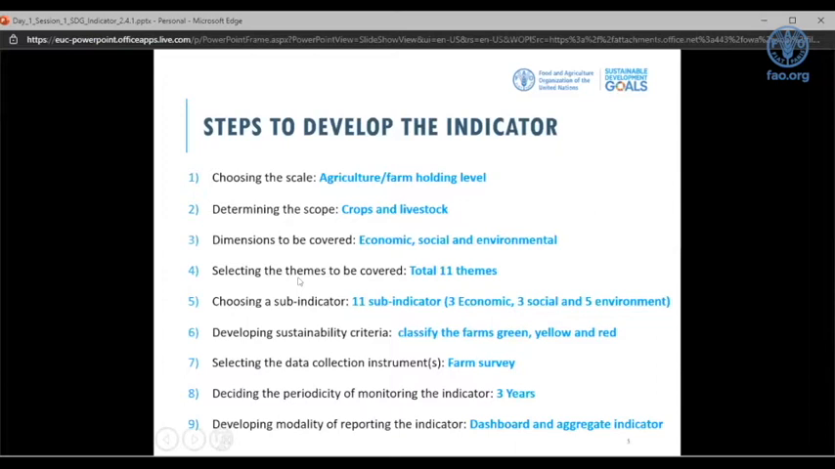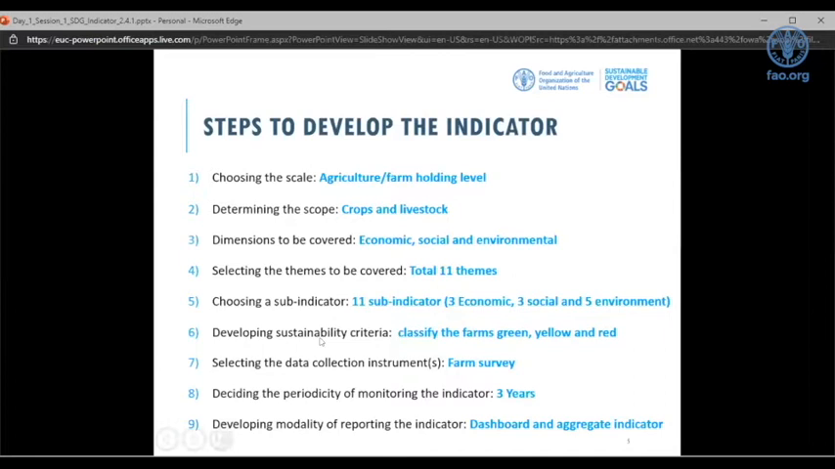We then zoomed inside the dimension into what we called themes or different aspects to be covered within each respective dimension. In total, we have 11 themes across the three dimensions. And then in turn, we selected the sub-indicators that are needed to measure progress within those themes or those aspects. So we have 11 sub-indicators to measure progress within 11 themes.